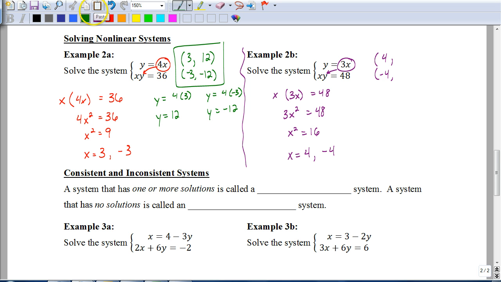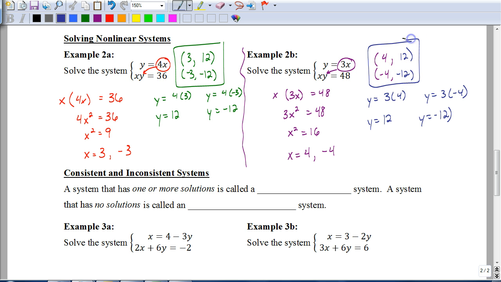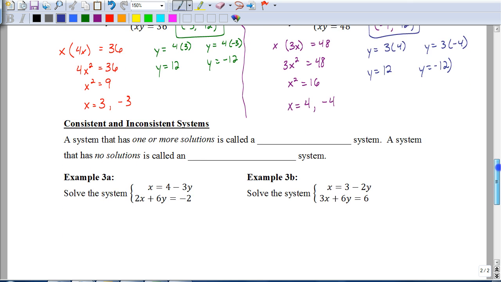So now I put 4 in for x. Let's put it in the first one. So y equals 3 times 4, and y equals 3 times negative 4. So again, I'm going to get 12 and negative 12 for my values for y. So when x is 4, y equals 12. When x is negative 4, y equals negative 12. So there's my two solutions.